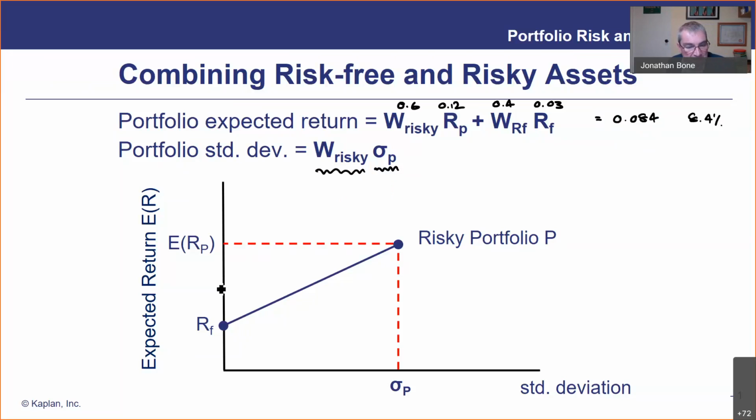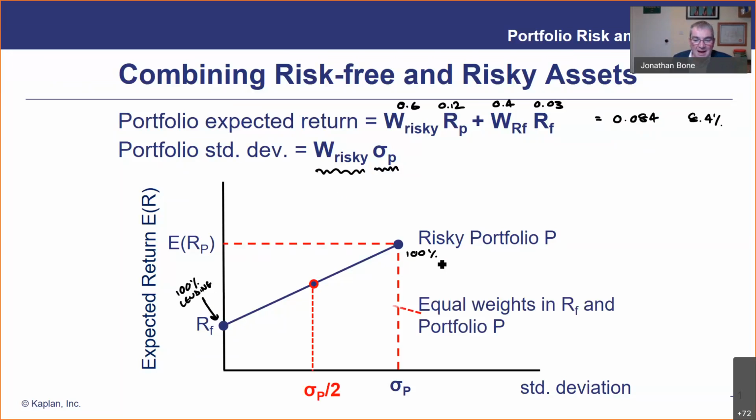So this represents 100% risk-free lending. And this represents 100% invested in the risky portfolio P. Okay, here's our portfolio with 50% in the risk-free asset and 50% in the risky portfolio P.